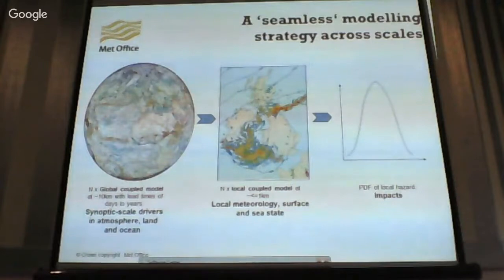But in terms of overall strategy, we are also, as an operational centre, running a number of global models, now increasingly coupled in an ensemble, to provide really the synoptic scale drivers for the weather that's impacting on us, or the ocean predictions that's impacting on us around the UK. And then we have a number of local scale, high resolution systems focused on our area of particular interest.